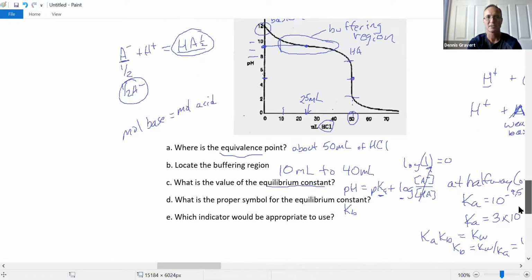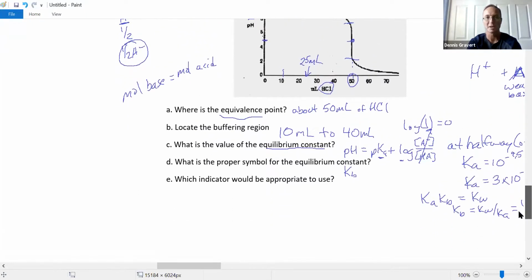Cool. All right, so that was 22. Methyl orange or methyl red for the indicator.